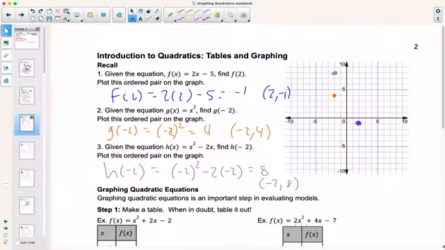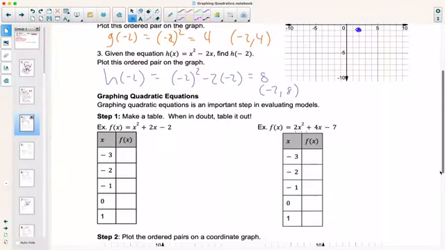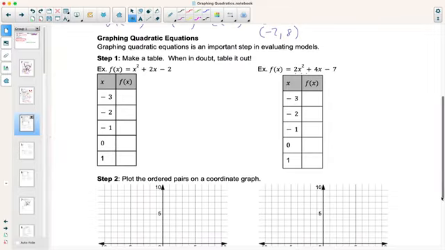So make this bigger, probably could help. All right, so here we go. We're gonna graph this quadratic equation. It's an important step in evaluating models, okay? So we're gonna make a table. That's what this is, obviously. When in doubt, table it out. Like that's what we'll probably say on occasion.